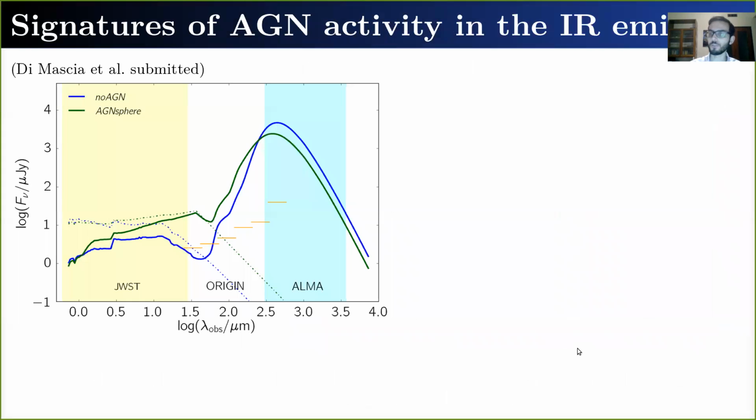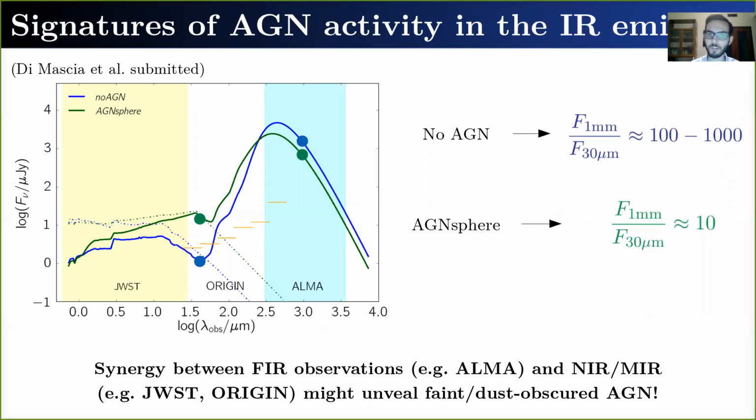We then look for AGN signature also in AGN-sphere, which is a faint AGN. We compare the SED with a control simulation in which black holes were not seeded, which is called no AGN. And we consider the far-infrared and mid-infrared flux. We find that for no AGN, the far-infrared to mid-infrared ratio is of the order of 100-1000, while in AGN-sphere it is only 10.